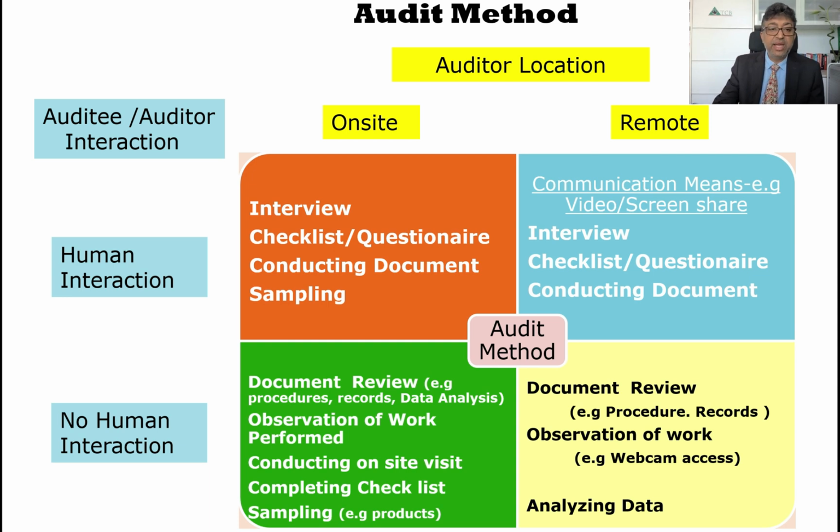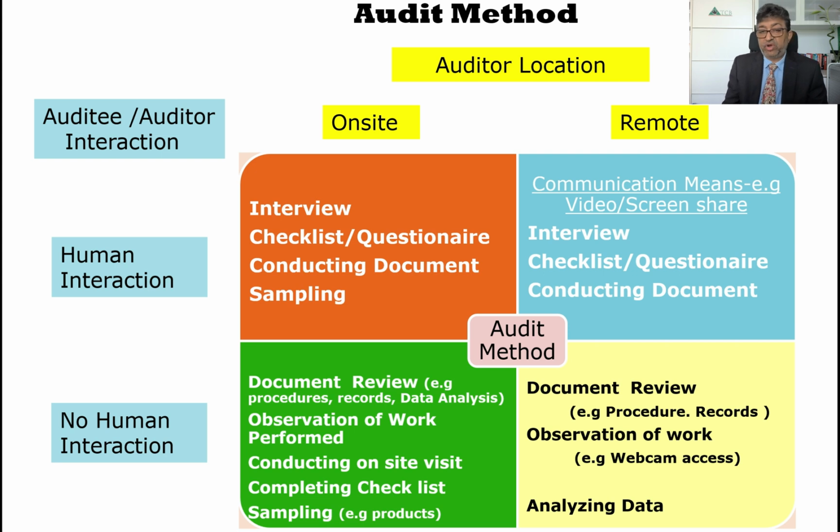So when it is a human interaction and on-site audit, when we go to a site, it is called on-site audit. The auditors are actually visiting the site of the client. So what is done? We conduct interview, we review, we take note in the checklist, we use questionnaires, we conduct the document review, we take sampling and interact with the auditee. So auditee auditor interaction takes place at client's site.